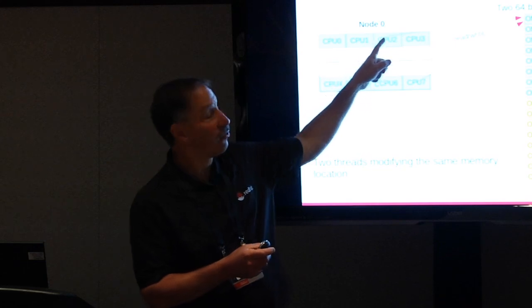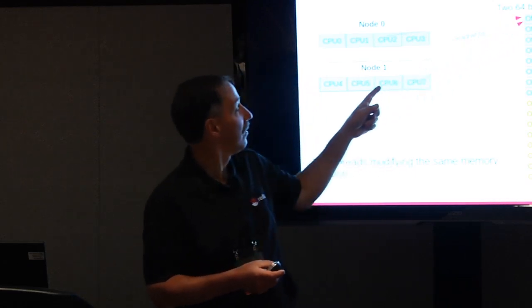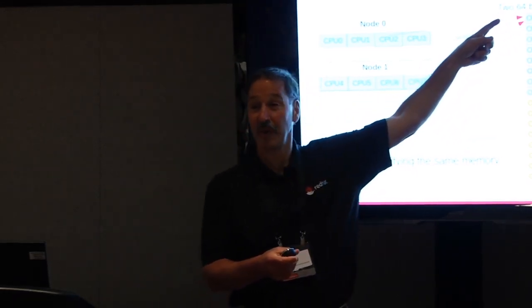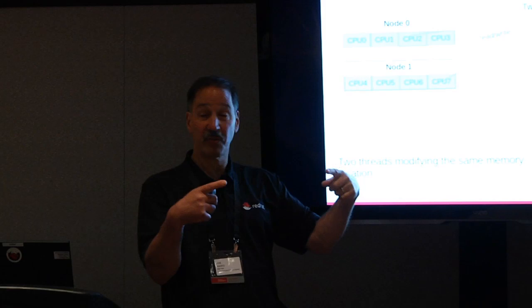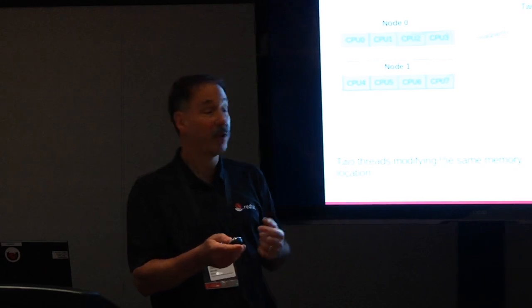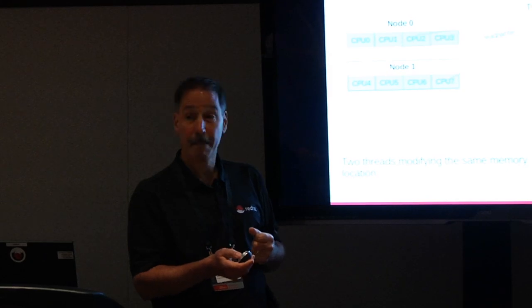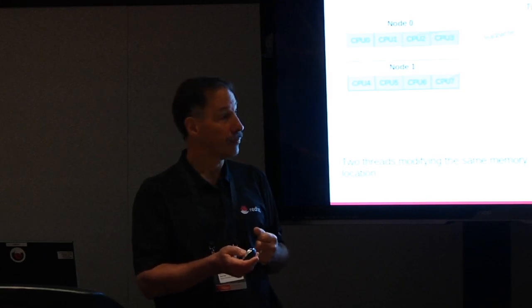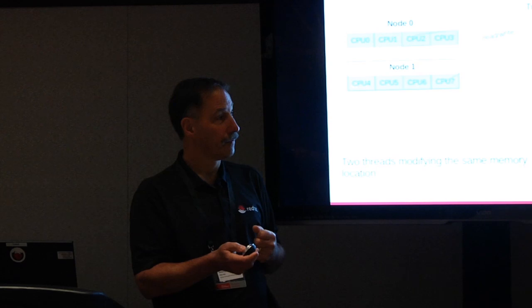If CPU 2 is modifying this cache line at offset 0, and CPU 7 is reading it or modifying it, that's true sharing. True sharing is when two threads of execution, processes or threads, are modifying the same memory location. An example would be a lock, a typical spin lock, mutex, or futex. They basically access the same memory offset, and you're competing back and forth to see when it gets updated.